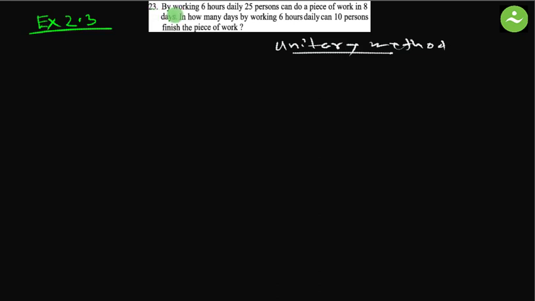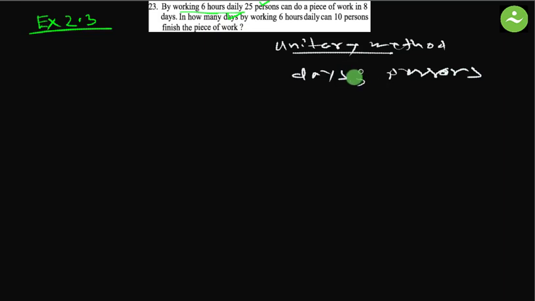Question number 23. By working 6 hours daily, 25 persons can do a piece of work in 8 days. In how many days by working 6 hours daily can 10 persons finish the piece of work? So let us see what things change and what do not change. Working 6 hours, these do not change. Always they work 6 hours daily. And what changes? Days and persons.